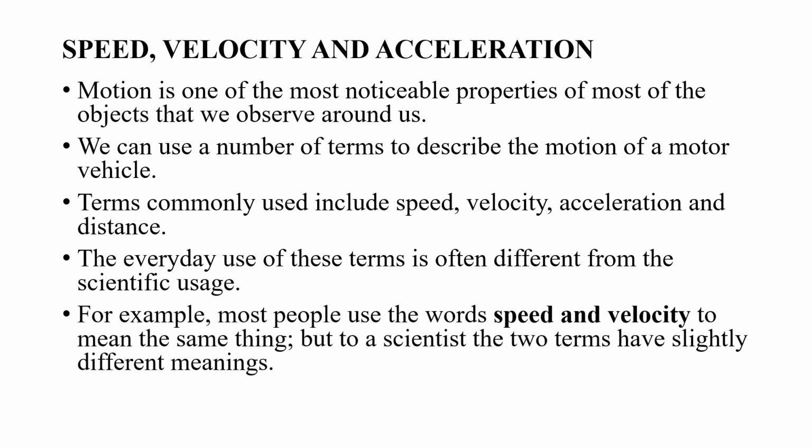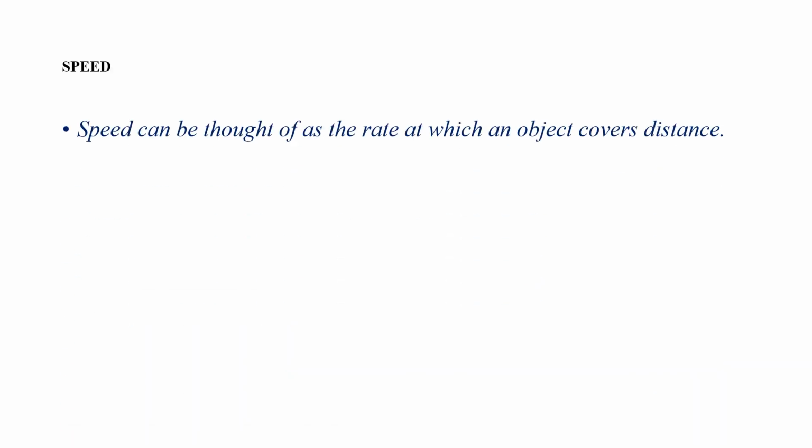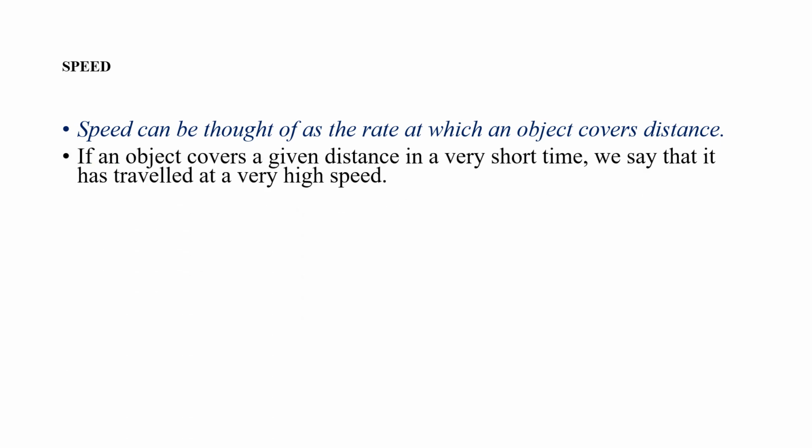For example, most people use the words speed and velocity to mean the same thing, but to a scientist the two terms have slightly different meanings. Speed. Speed can be thought of as the rate at which an object covers distance. If an object covers a given distance in a very short time, we say that it has traveled at a very high speed. Speed is the rate of distance moved with time.